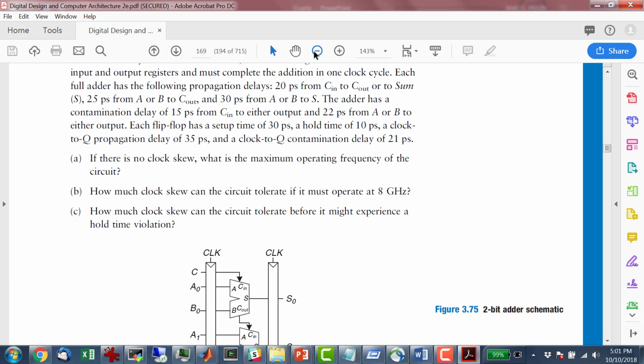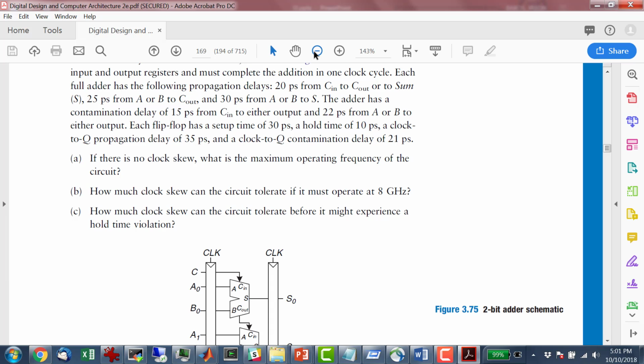Then the C out of this guy goes into this one to C in. So you have to take 30 and add it to the 20. Is it 20? Yeah, so it's 50 in total. So 20 from C in or C out to sum, 25 from A, B to C out, and 30 from A to B to sum.